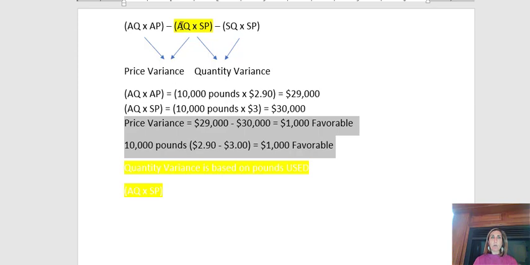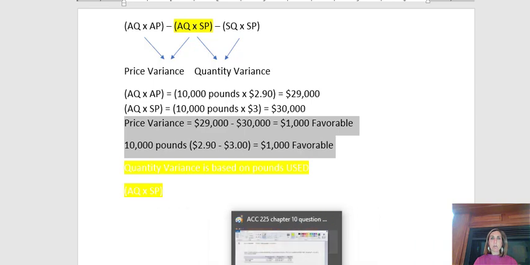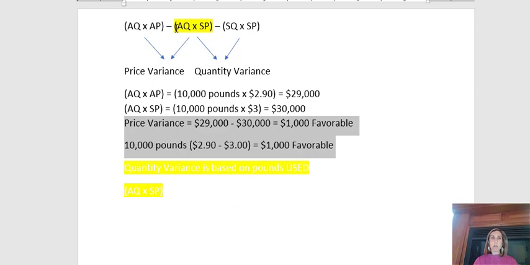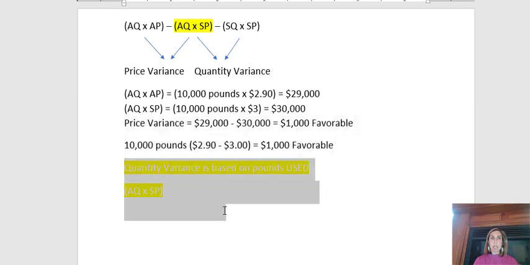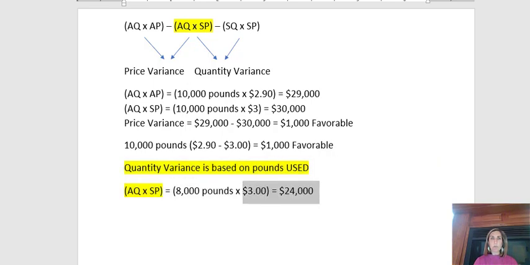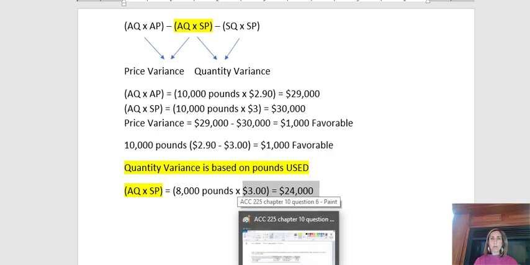Now, the next part, this middle section, would be the way I start the next part of my formula, but since the actual quantity purchased is different from the actual quantity used, I cannot start my formula from 30,000 as the middle section. This middle section has to be recalculated when I am calculating a quantity variance. And for the quantity variance, if the quantity used is different from the quantity purchased, I want to put in as the AQ the quantity used.